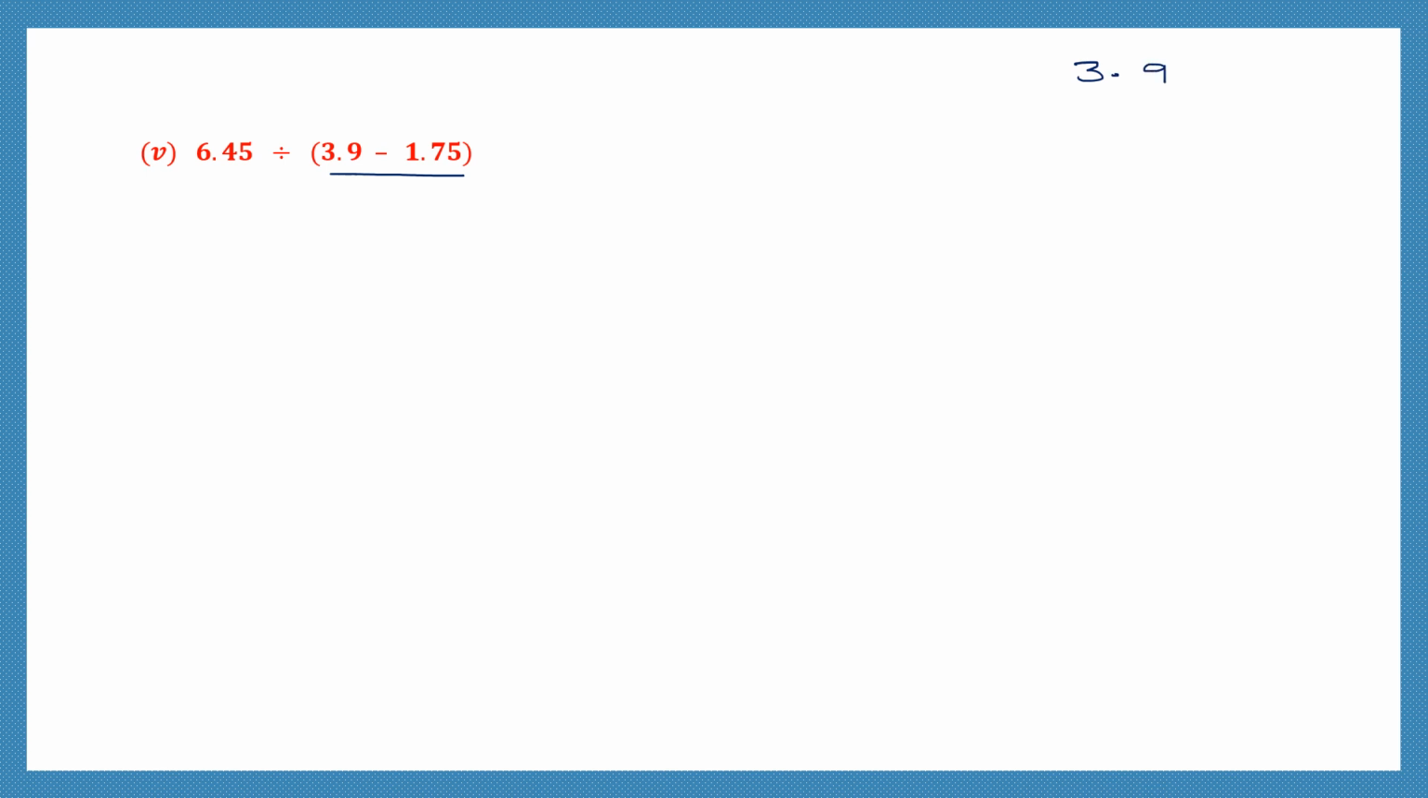3.9 minus, so subtract 1.75. So here again we have to make them like decimals and subtract. 0 minus 5 you can't do, so let's borrow. So here it is 10. 10 minus 5 is 5. Then we have 8. 8 minus 7 is 1. And then 3 minus 1 is 2. So we have 2.15.